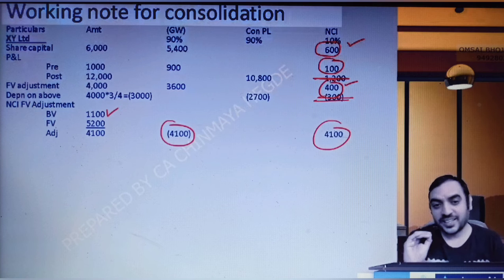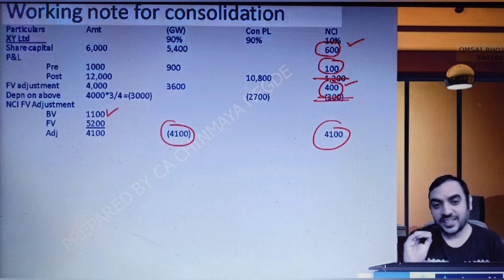So 600 plus 100 plus 400, that will give you 1,100. And fair value is given as 5,200. So NCI adjustment is 4,100. Since the fair value is higher, it's going to be plus in NCI and minus in goodwill. Hope you're able to get the NCI adjustment calculation logically as well as mathematically. Then the rest is not difficult.